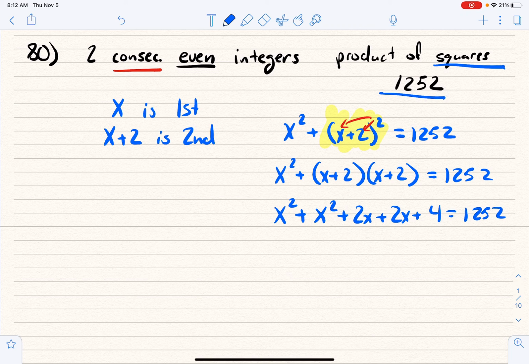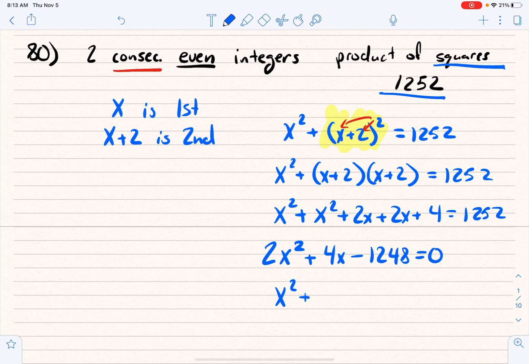Now, the whole point when I'm using the quadratic formula or looking at quadratic equations, I want to set it equal to 0. So I'm going to move everything to one side. And so I've got 2x squared plus 4x, let's see here, minus 1248 equals 0. Easiest thing to do at this point is just go ahead and divide everything by 2. Makes it a little bit simpler. X squared plus 2x minus 624 equals 0. Okay? And so now, basically, I'm looking for two values that multiply together, give me negative 624, but when I add them together, I get positive 2.